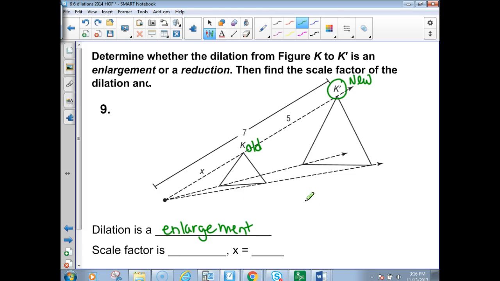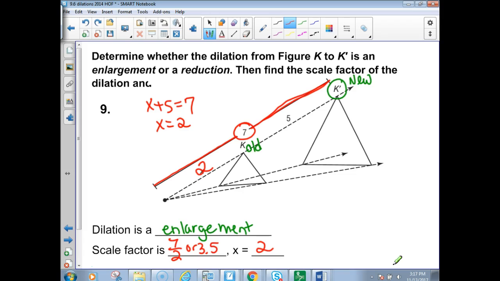Now I want to find out the scale factor. Okay, so what you want to see is that from all the way from the center of dilation to the new figure is 7 units. This piece is 5. What would the X piece be if the whole thing's 7? The X plus 5 must equal the 7. Agreed? That whole length would be that plus that. So if you subtract 5, you get X is 2. Okay, now, to do the scale factor, the old measurement was 2, whereas the new measurement is 7. So it's new 7 over old 2. 7 over 2 is the scale factor. You could write 3.5 instead, or you could just leave it 7 over 2.